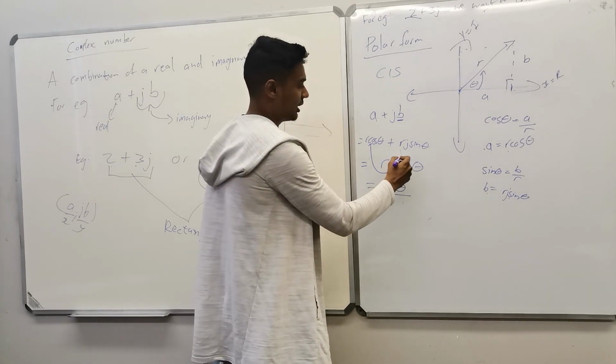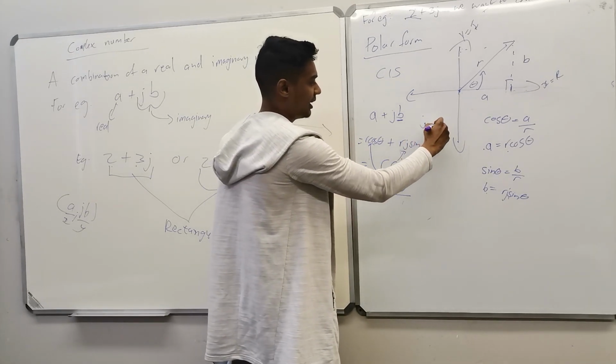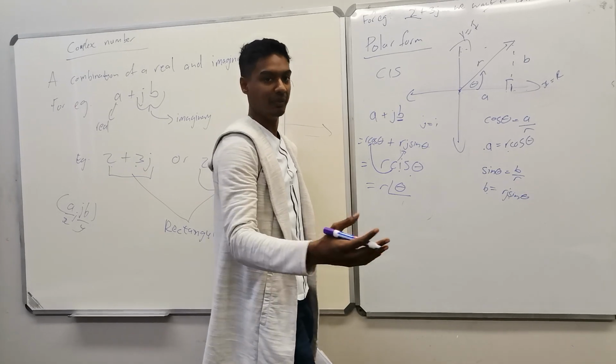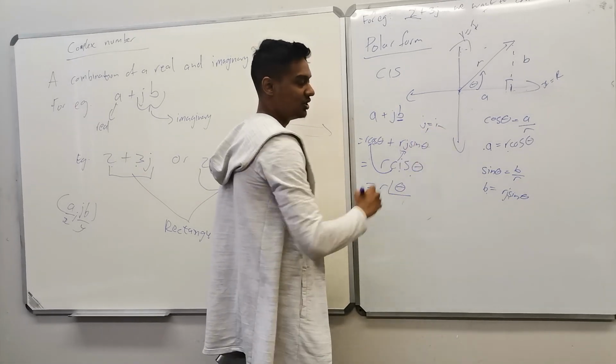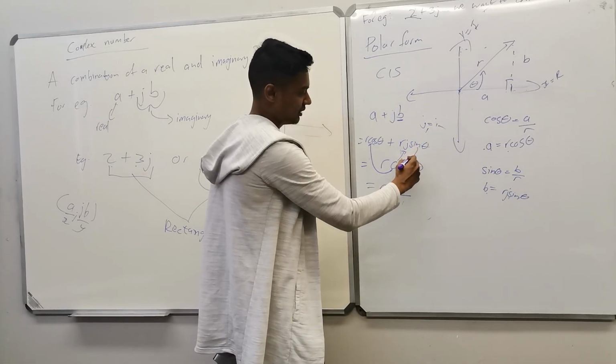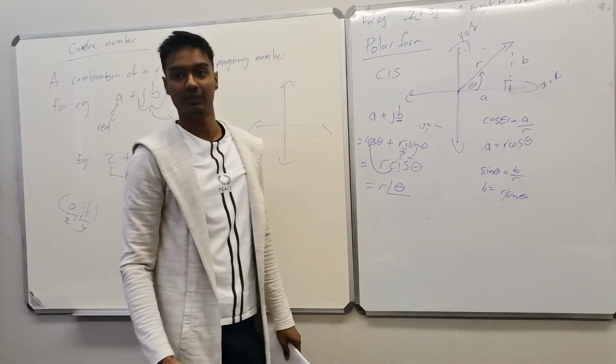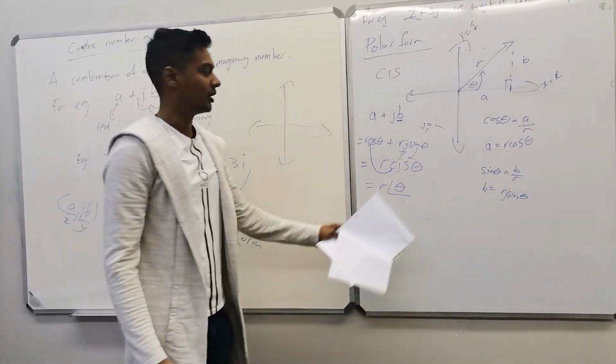C is cos. I is J. Remember J and I is the same thing. Mathematicians use I, engineers use J, and S stands for sine. Now, what about our angle?